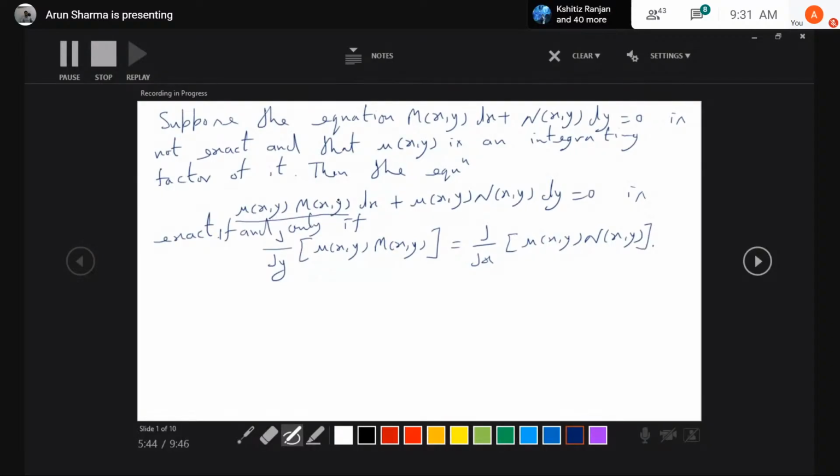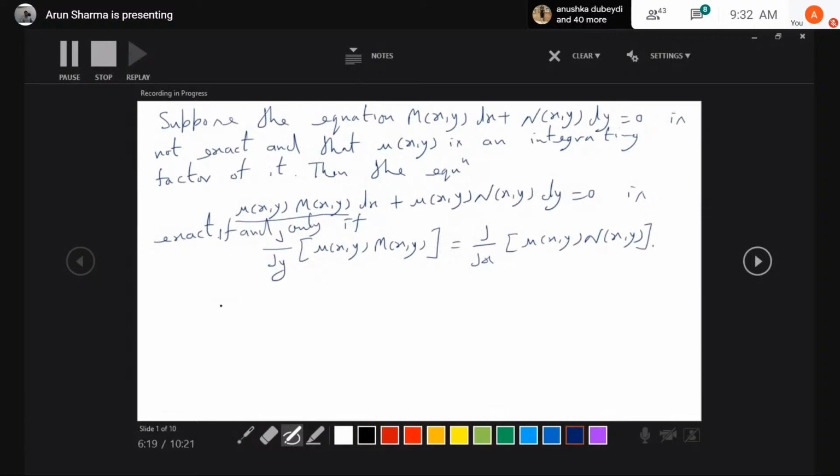Okay, you have understood, because now we are taking it exact, so we treat this as capital M(x,y) and this as capital N(x,y). And then if it is exact, then del del y of this equals del del x of this. So what I will apply is, I will take this del del y inside. So apply the product formula, basically the product formula of derivative.